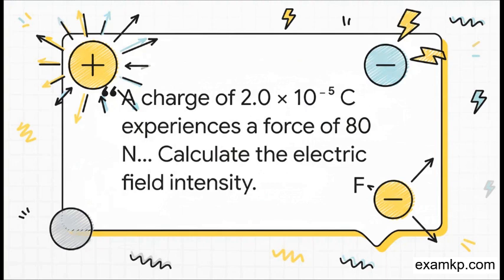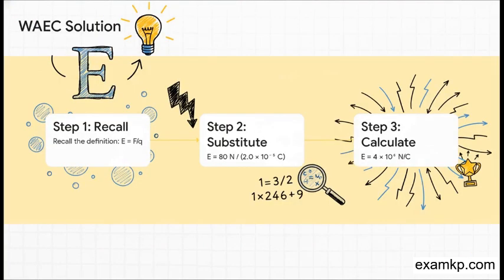Now this one is very direct, very straightforward. They give you the charge, they give you the force, and they ask for the electric field intensity. This is a simple application of the definition, so please don't let the big numbers scare you. You can do this, and here is how you solve it. Remember, for WAEC, the first thing you must do is write down the formula, E equals F over Q. That's a free method mark right there. Then you substitute the values, calculate carefully, and you have your final answer. These are the kind of straightforward marks you can definitely get in your exam.